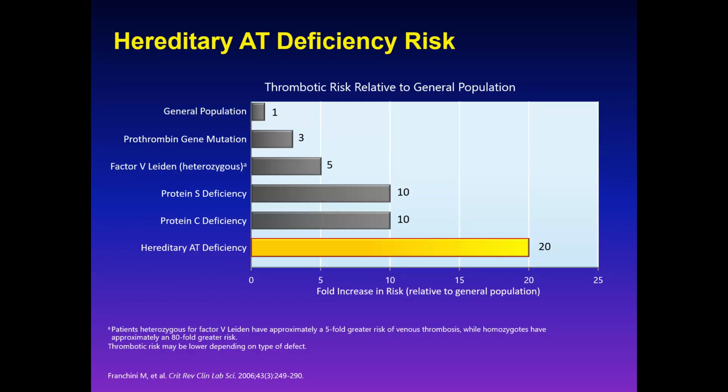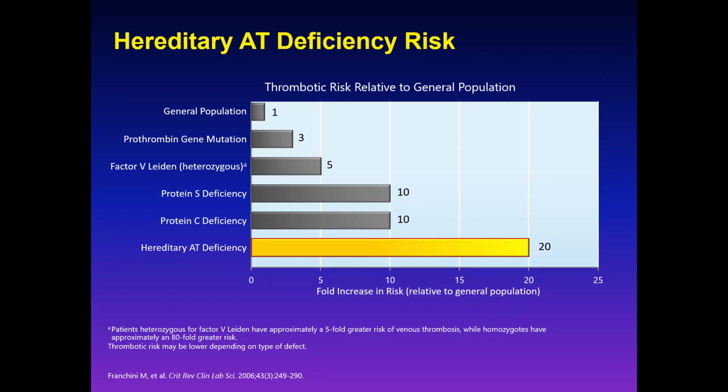If we look at the deficiency of antithrombin and thrombosis risk, if you look at the general population being the index risk, then folks with the prothrombin gene mutation have about a 3-fold increased risk. Factor V Leiden heterozygosity, 5-fold risk. Protein S deficiency and protein C deficiency, about 10. It's probably 10 to 15-fold. And antithrombin deficiency as a hereditary condition is about 20-fold increased risk.